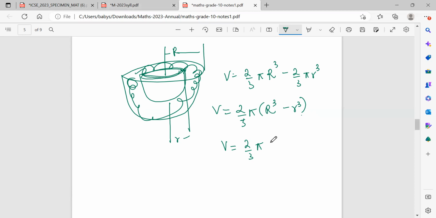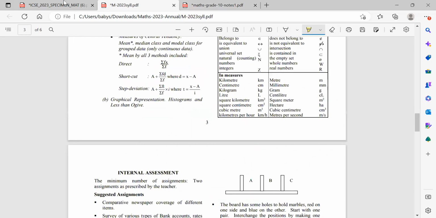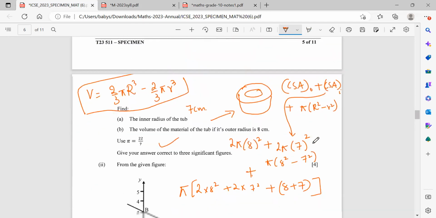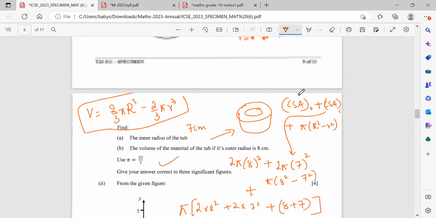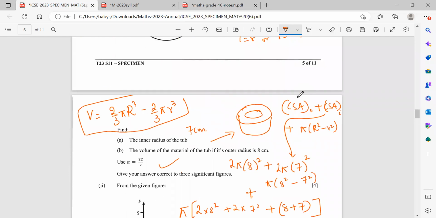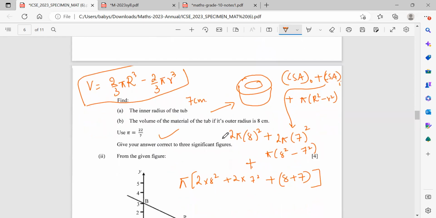Now here it is 2 by 3 pi into r cube minus r cube. A cube minus b cube is a minus b into a square plus b square plus ab. This is for the volume of the material. If they ask you the TSA, this is the formula that you will be using: curved surface area inner, curved surface area outer, and the concentric ring. In a cylinder, what you used to do? Outer CSA, inner CSA, and 2 concentric rings. Here we have only one, as it's a hemisphere. I think till here it should be fine, the word explanation.